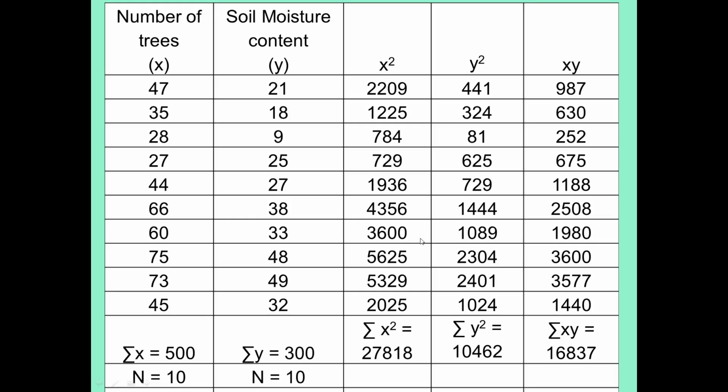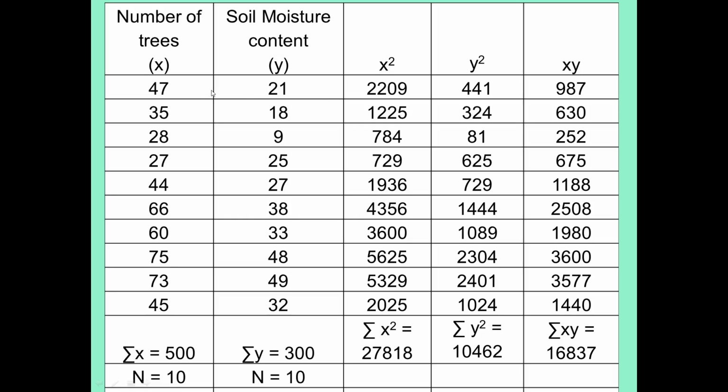This is the table of the data set for the number of trees, which is x variable, and soil moisture content, which is y variable. So initially the data have been given in two columns. In the examination, the data may be given in the form of rows, which you will have to convert into columns. Then we have to find out some calculations. We have to calculate x square, y square, and the product of x and y.